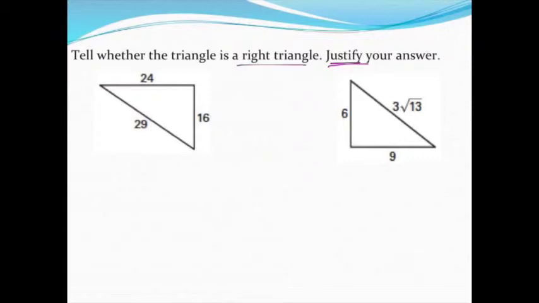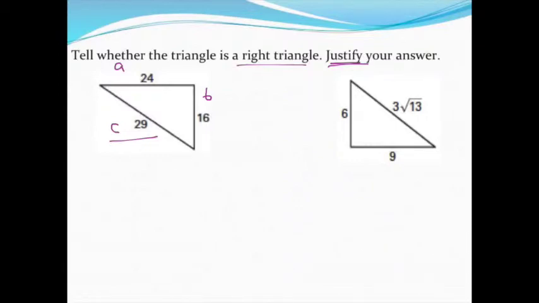To test if these are right triangles, we're going to use the Pythagorean theorem. In this first example on the left, I'm going to label my sides A, B, and C. Even if it's not a right triangle, we're going to call C the hypotenuse, even though we don't know if it's the hypotenuse yet. If it's not right, it won't be a hypotenuse. But let's call it that just because it is the biggest side in this case.